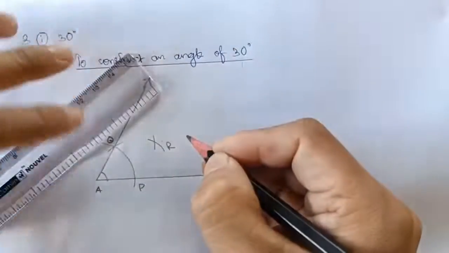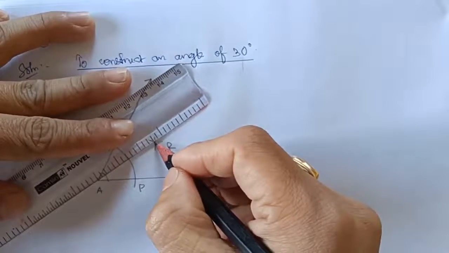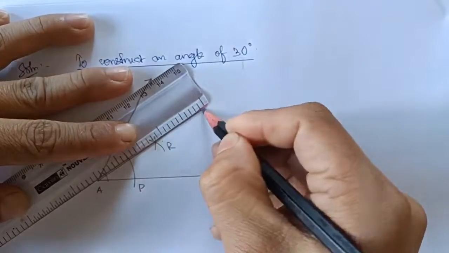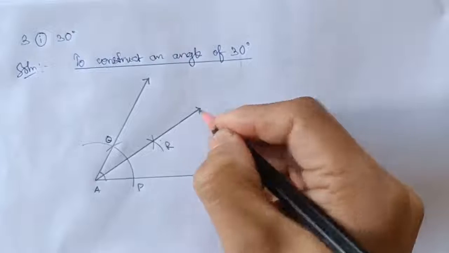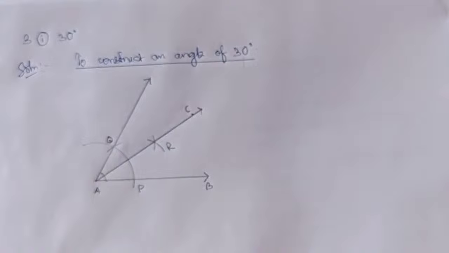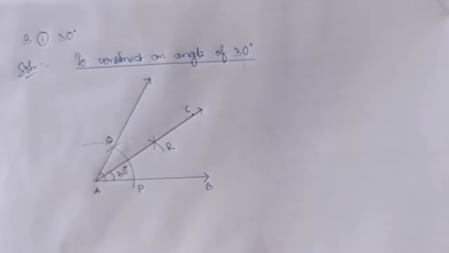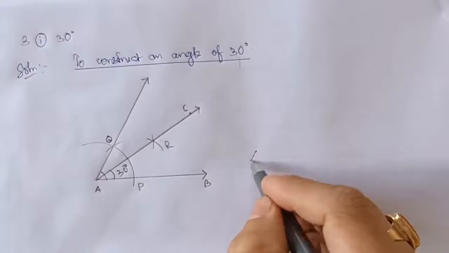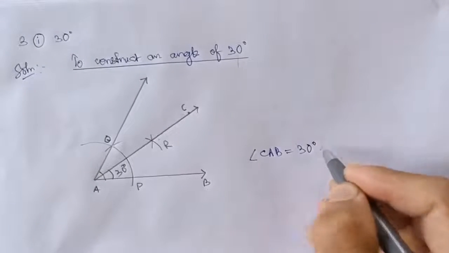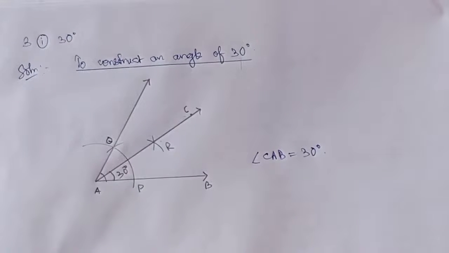Then let us draw a ray AC passing through the point A and the point R. Then angle CAB will be our required measure, that is, this angle will measure 30 degrees. So we have constructed an angle of measure 30 degrees.